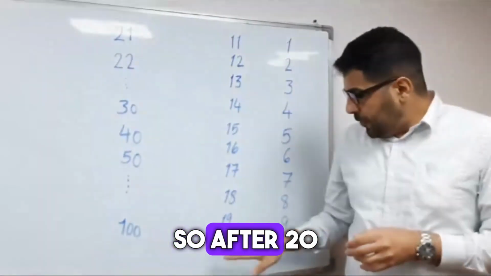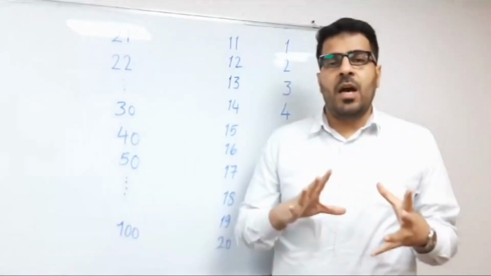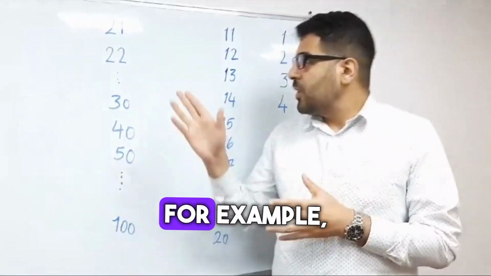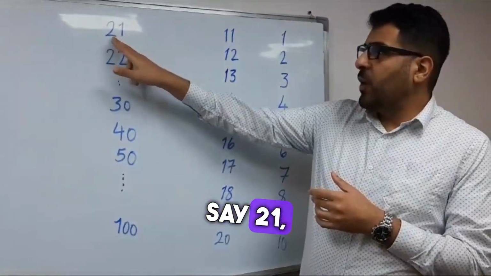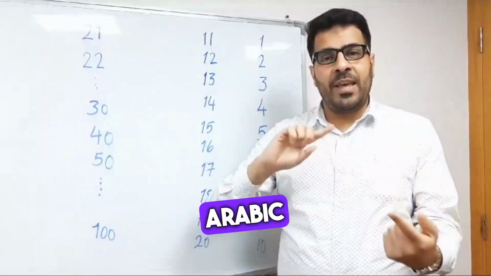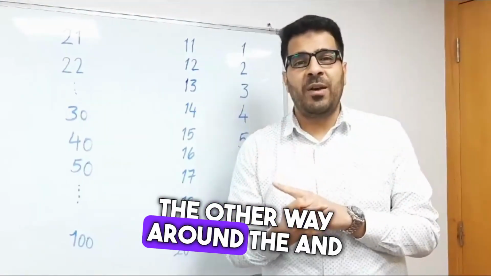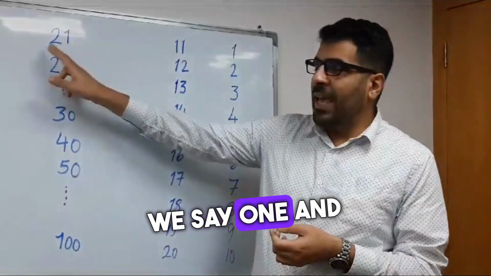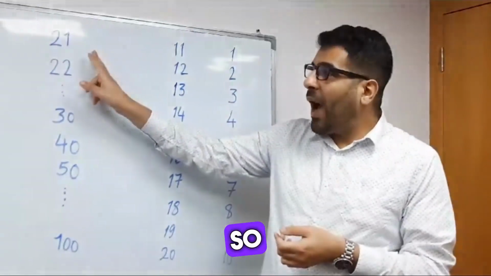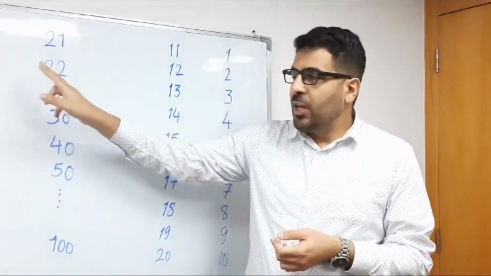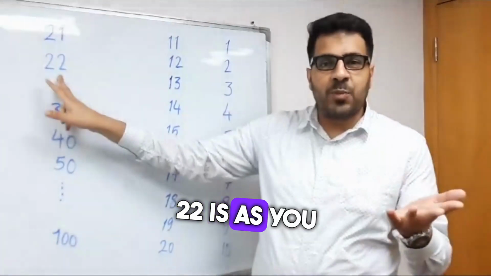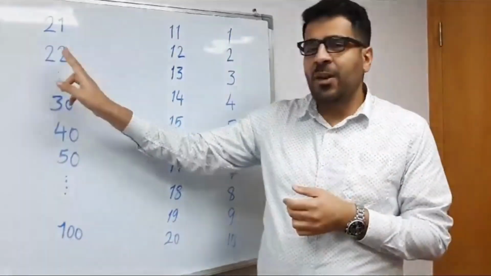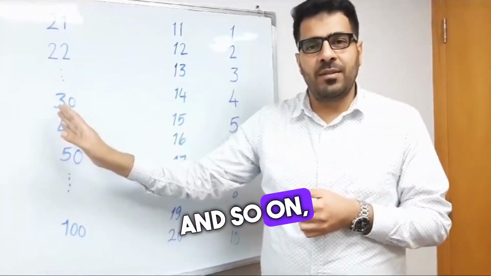So after 20, numbers have a system. For example, if you want to say 21, what we do in Arabic is actually the other way around from the way we do it in English. We say one and twenty. So, واحد وعشرون. 22 is, as you probably guessed, اثنان وعشرون, and so on.